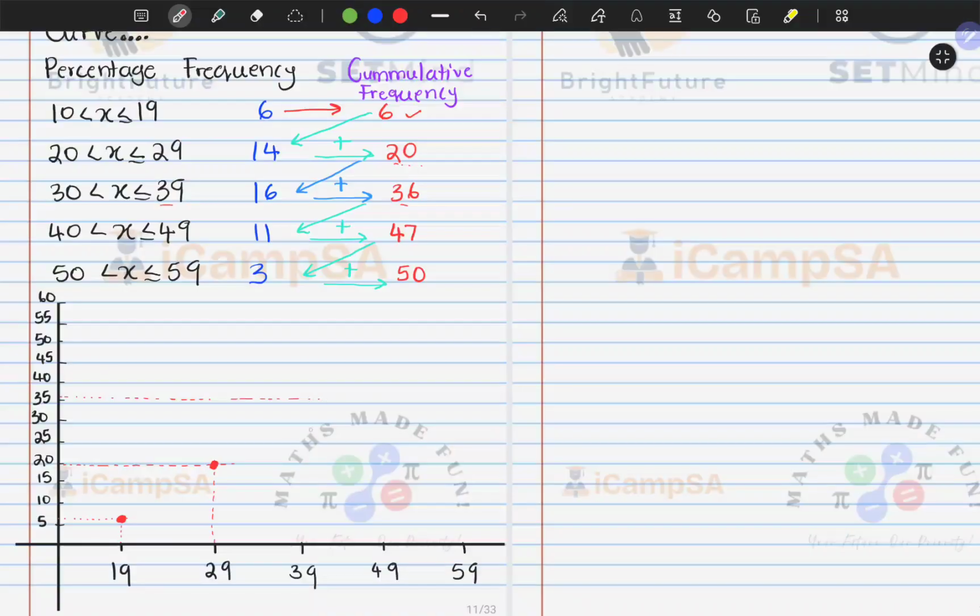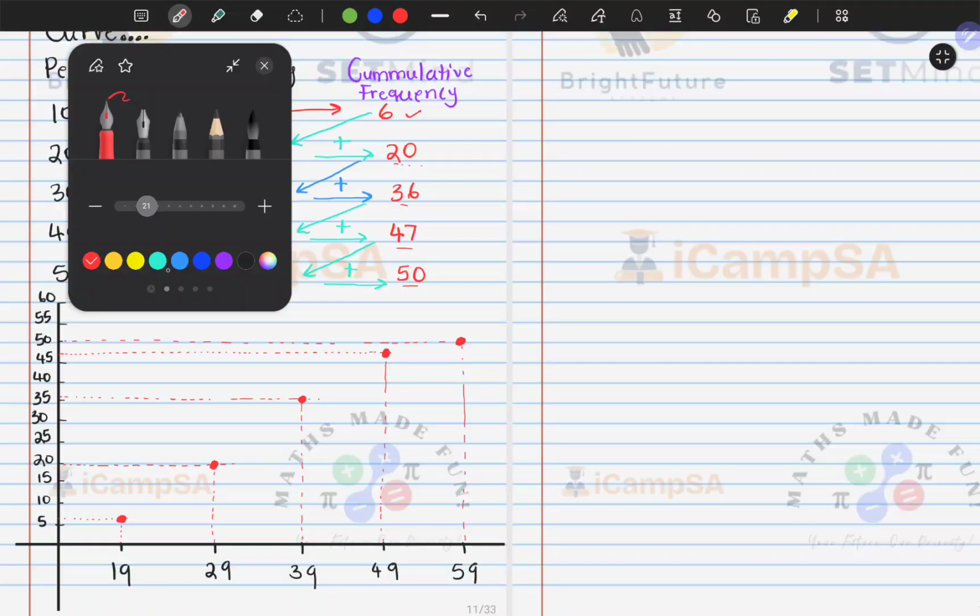So we draw that. Then we go up. Becomes somewhere there. Okay. Then at 49, you will see that we have 47. So we have 45. 47 is somewhere just close to midway between 45 and 50. So that's our 49. So we have a point here. Okay. Then 59, you'll see that we have 50. So here's 50 here. And then 59 goes up like that. So that is what we have.